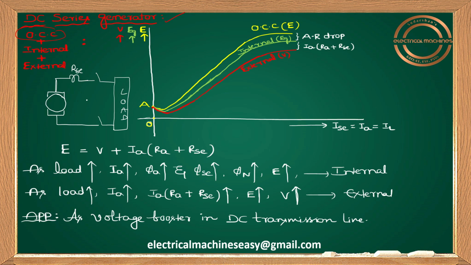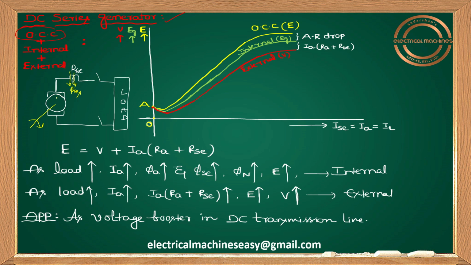No. Why? See, series generator comes under the category of self-excited generator. I told you for self-excited generator initially some residual flux will be there. Let me draw residual flux like this. Okay. So because of this residual flux, because of generator action, when a moving conductor cuts this magnetic field, EMF will be induced in that conductor. Okay, because of that EMF we will have some current IA if there is a closed path.